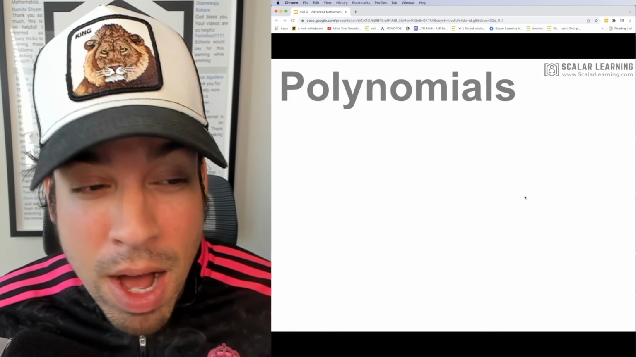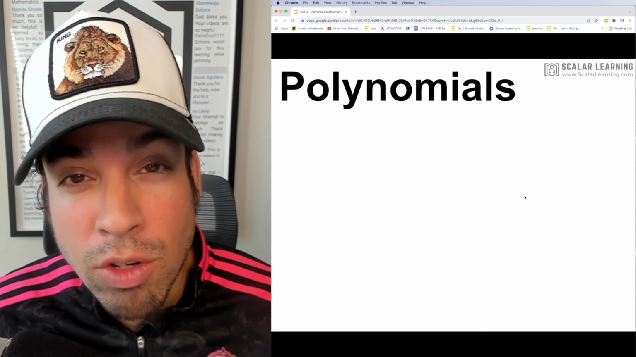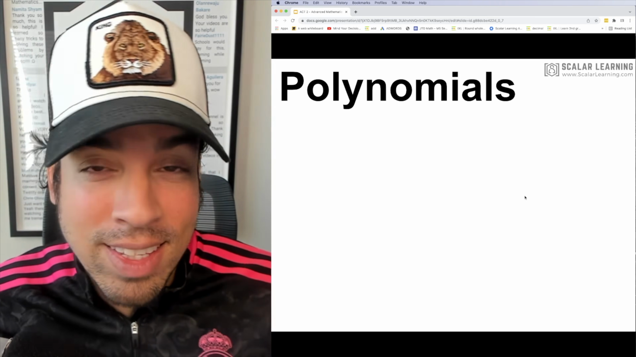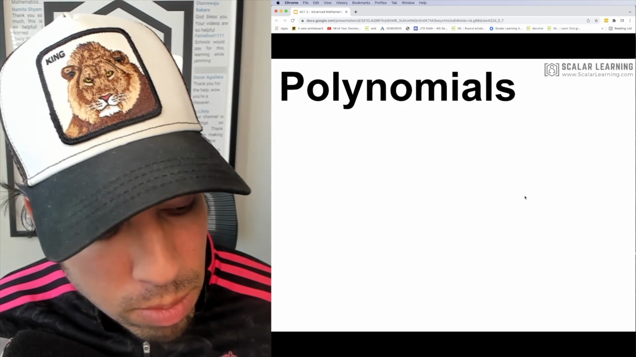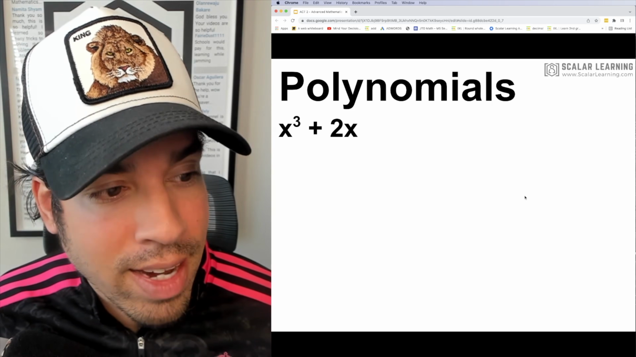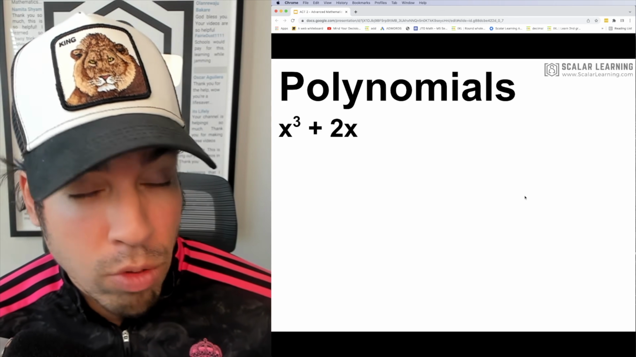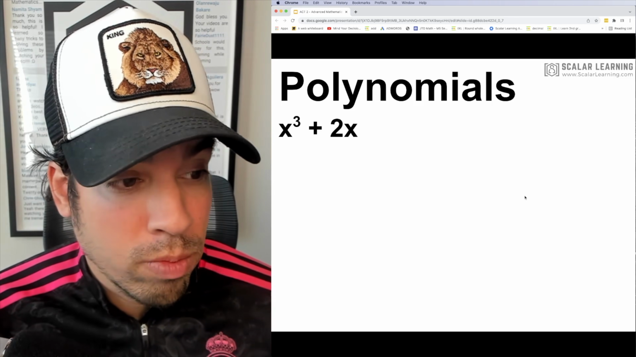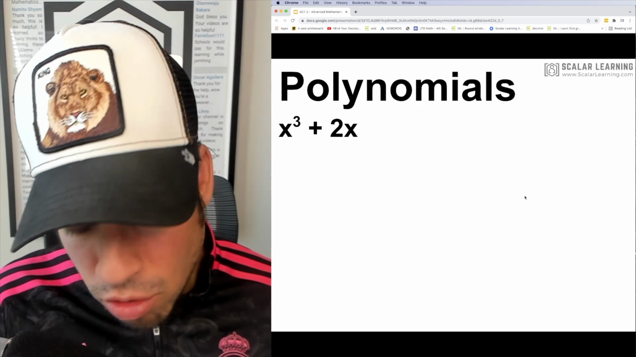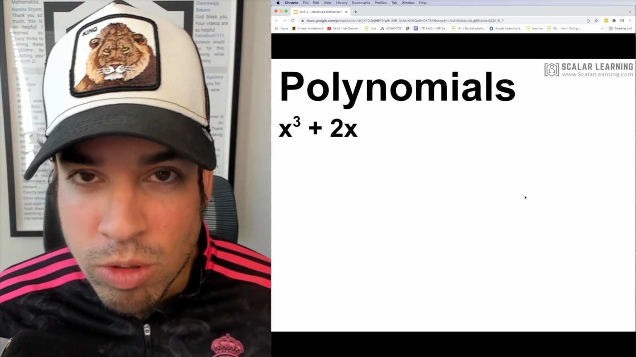Next, we're going to talk about polynomials. Okay, so what are polynomials? Polynomials are just these nice expressions with variables and numbers. So check it out. We got this guy, x cubed plus 2x. By the way, this is a cubic polynomial because the highest degree is a cube, and we call it a binomial because there are two terms. Not that you need to know these terms, but I'm just giving you context.